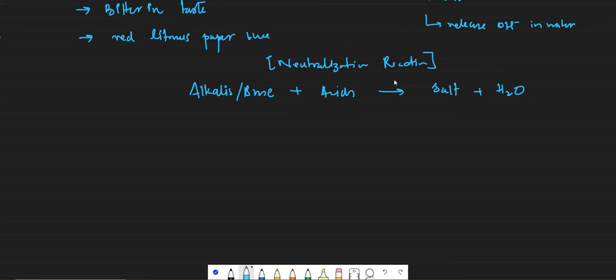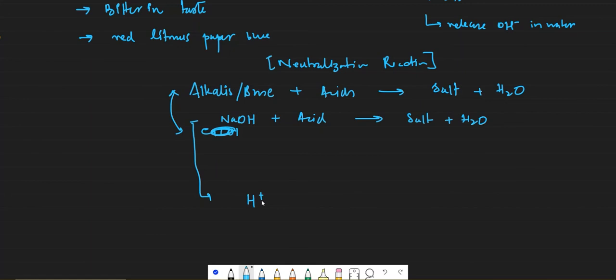When I said that you started this reaction in acids as well, alkalis are actually metal hydroxides, right? Let's say sodium hydroxide is an alkali, a metal hydroxide. It reacts with acid to form salt and water. One thing you need to remember for neutralization reactions is that the ionic equation is always H+ ions reacting with hydroxide ions to form water.